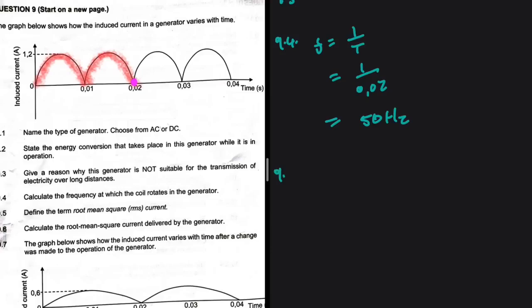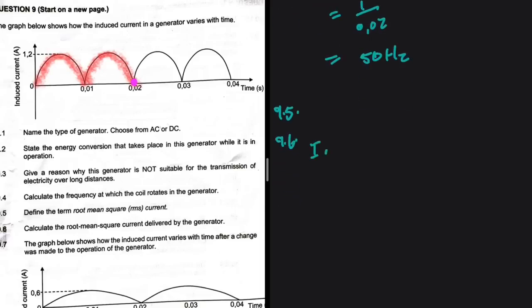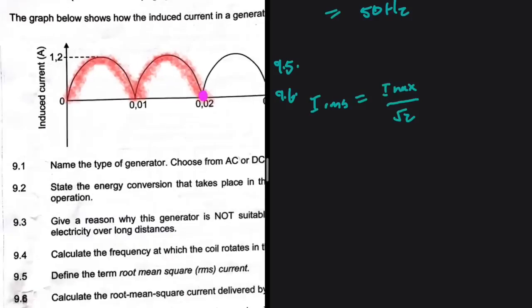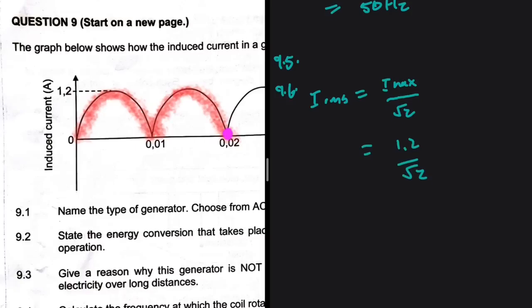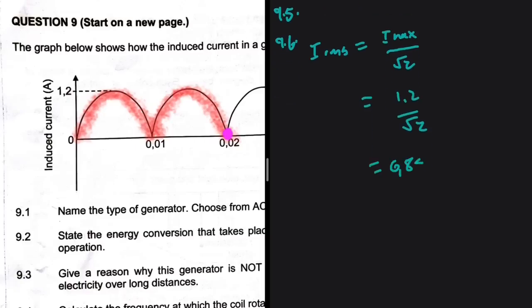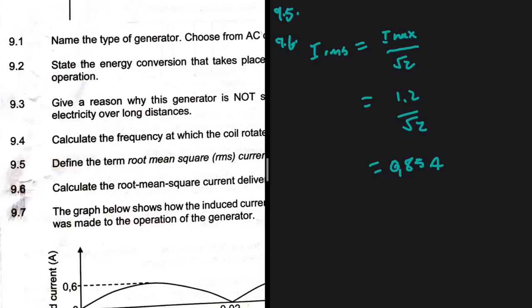So there we go. That is the period. Oh, that is the frequency, not the period. 50 hertz. And then 9.5, define the term root mean square current. Well, I'm going to leave that to you. And then 9.6, calculate the root mean square current delivered by the generator. Well, let's go. We know that IRMS is equal to I max divided by square root of 2. So we have 1.2 divided by square root of 2. Let me just put that in my calculator. I'm getting 0.85 ampere.